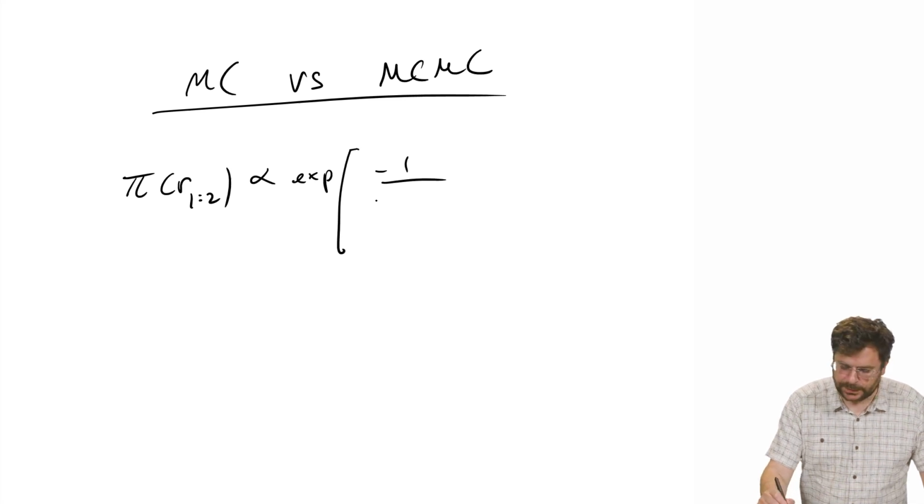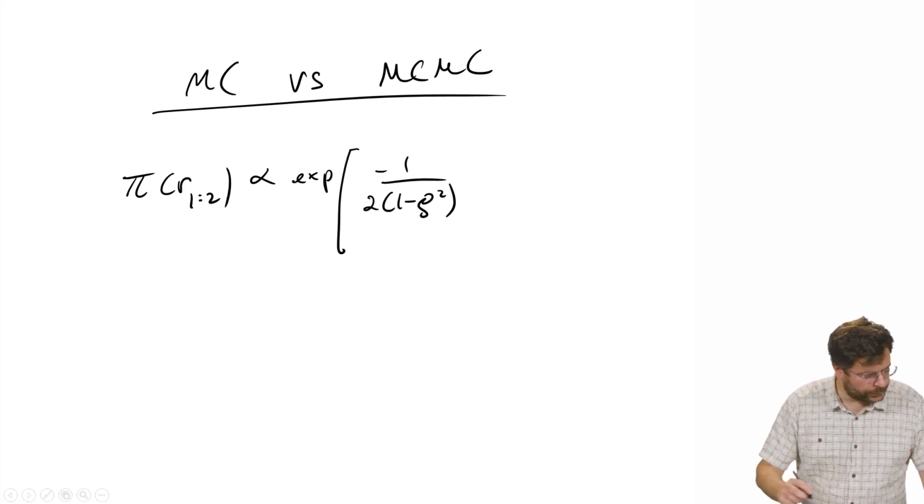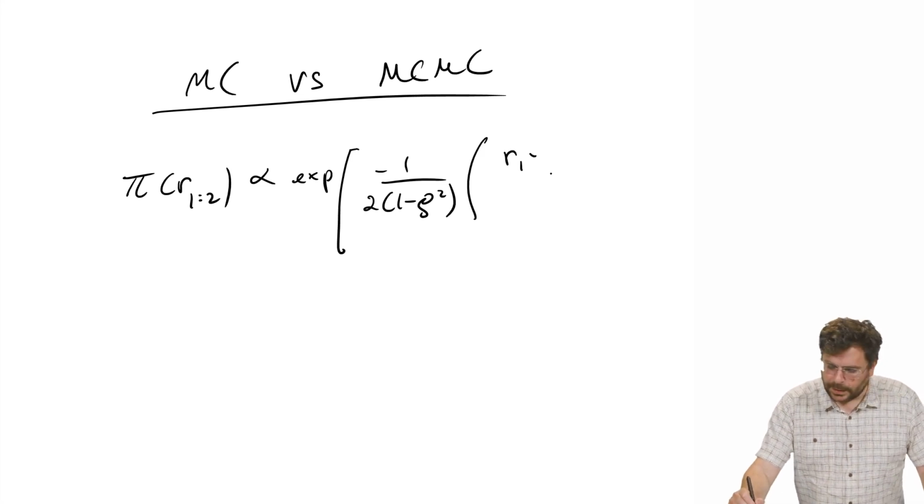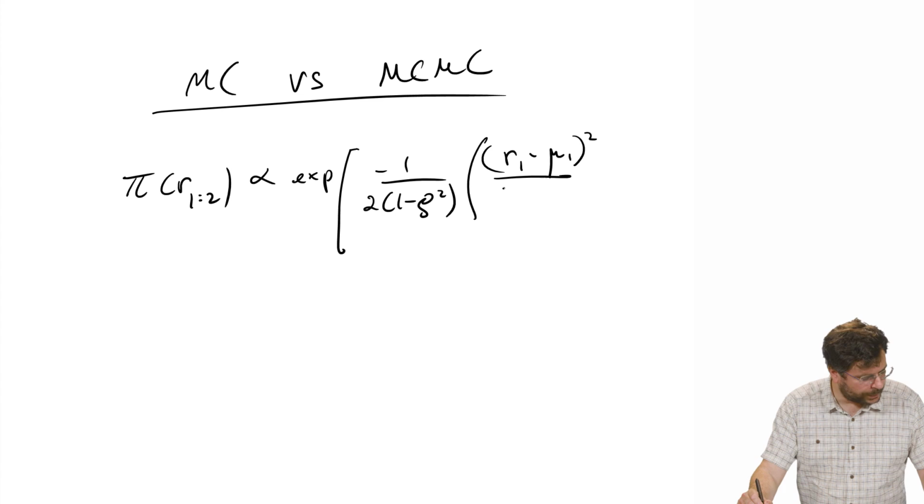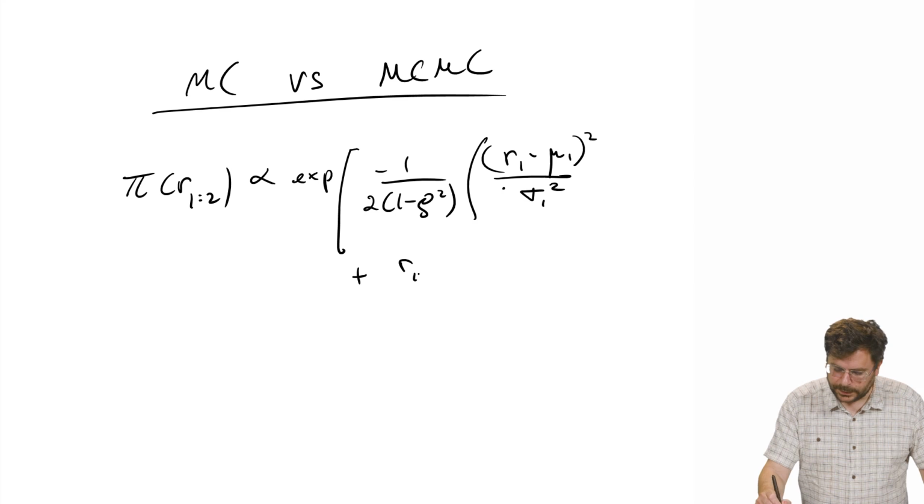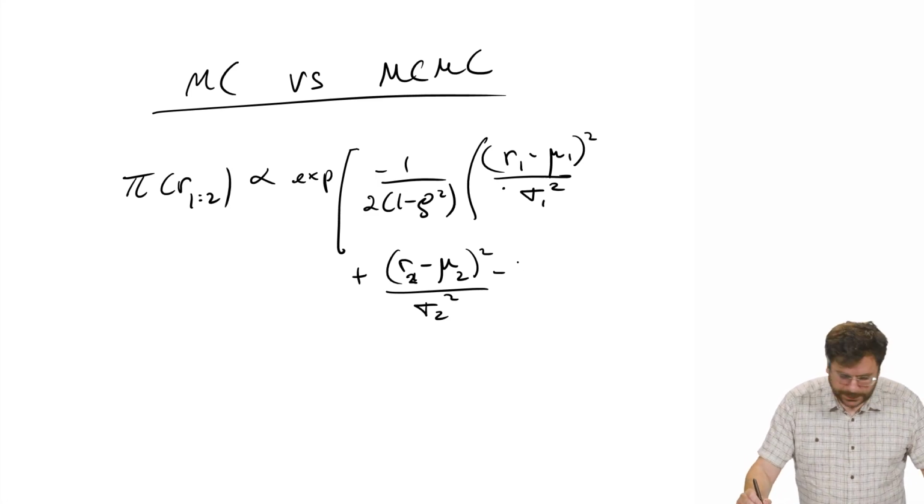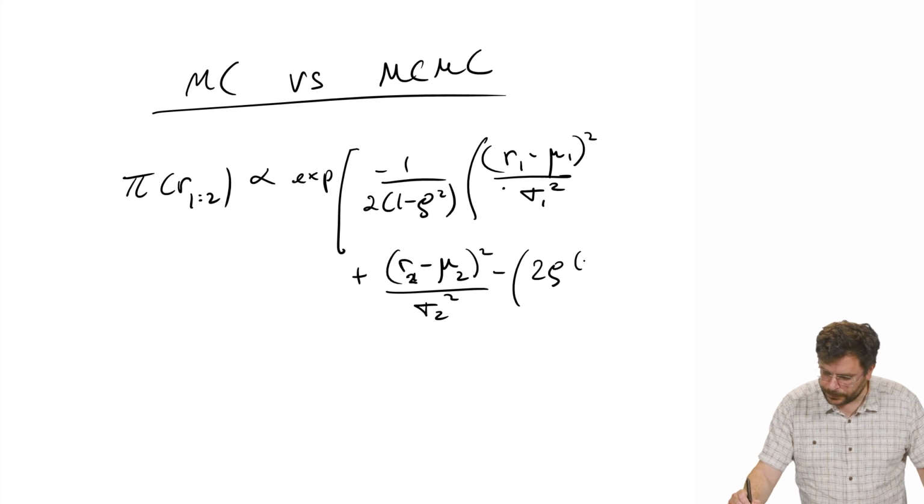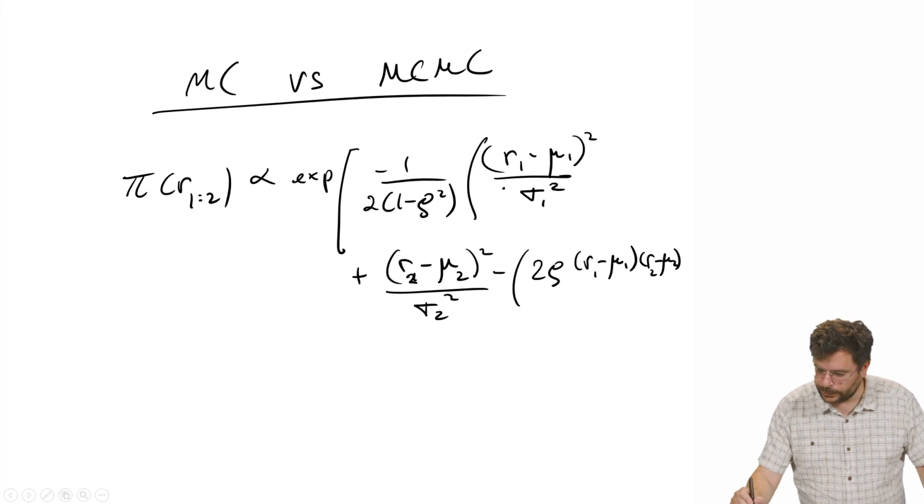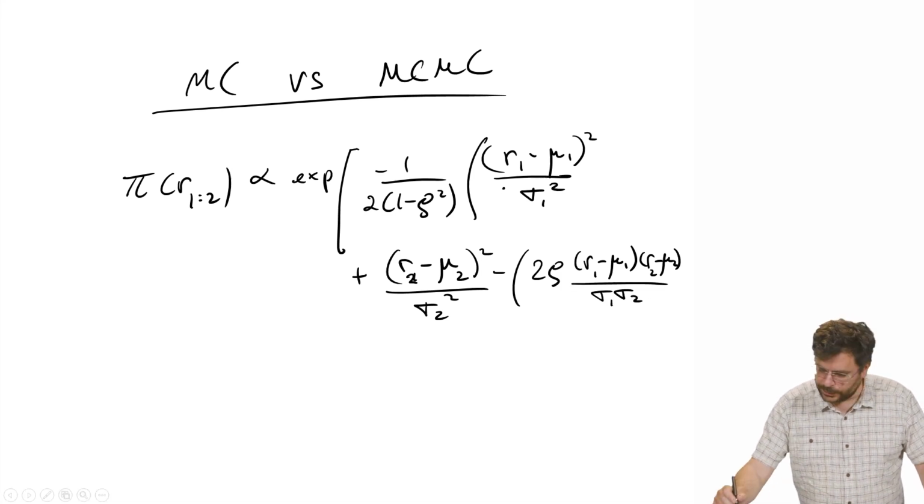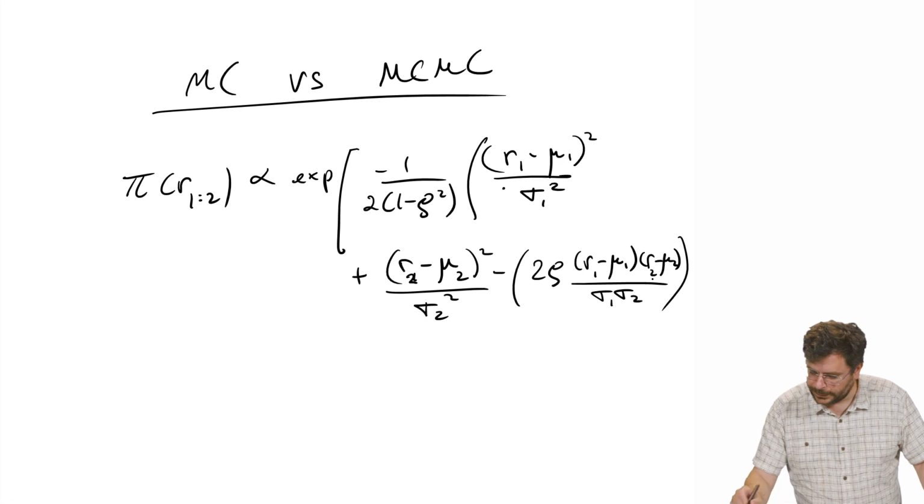the following distribution: exp of -1/2 times 1 over (1 minus rho squared), and then in brackets (R1 minus mu1) squared divided by sigma 1 squared, plus (R2 minus mu2) squared over sigma 2 squared, minus 2 rho (R1 minus mu1)(R2 minus mu2) over sigma 1 sigma 2, close bracket here, close bracket there, and close bracket there.